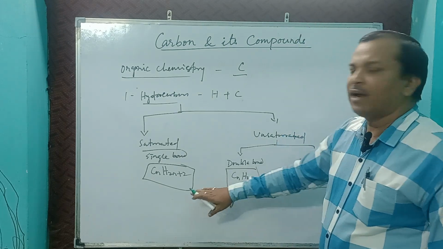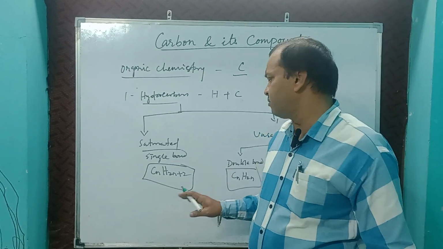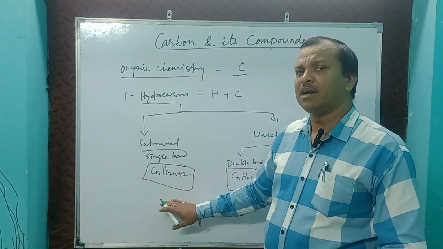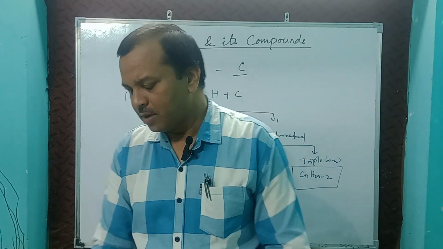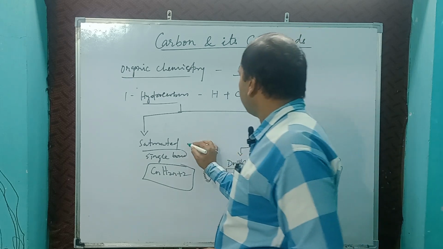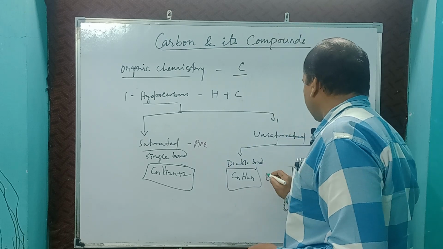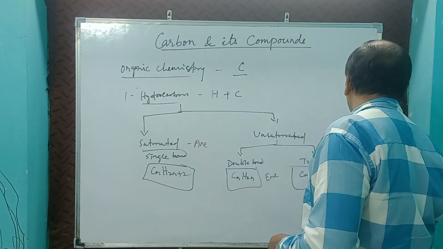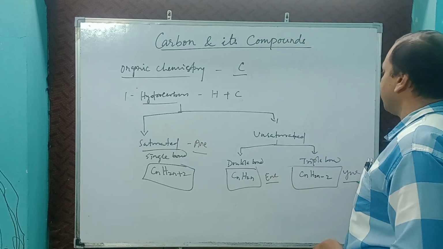From these formulas, if we know the number of carbons, we can find out the number of hydrogen atoms in hydrocarbons. Is it clear? One more thing: for single bond the suffix will be ane, for double bond ene, and for triple bond yne. Ane, ene and yne.